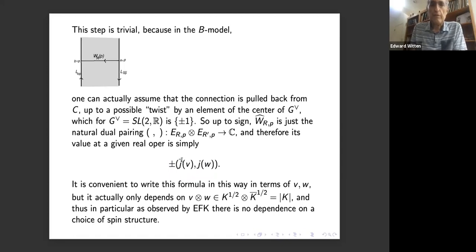in the fiber of the flat real OPER of these two vectors, J bar of V and J of W, up to a sign, where the sign comes from a monodromy in the center of the group, from left to right. It's convenient to write the formula in this way in terms of V and W, but it actually only depends on the tensor product V tensor W. And that tensor product is actually the bundle of real half densities on C. So as long as K bar to the 1/2 is the complex conjugate of K to the 1/2, as long as you use the same spin structures, both homomorphically and anti-homomorphically, the dependence on spin structure cancels out, as was observed by EF and K.